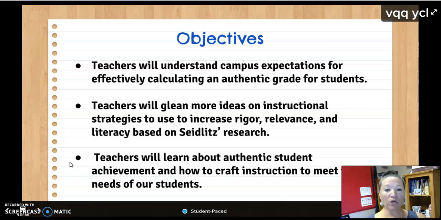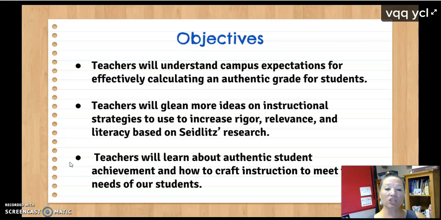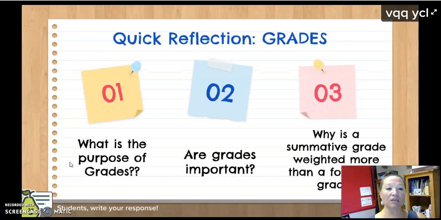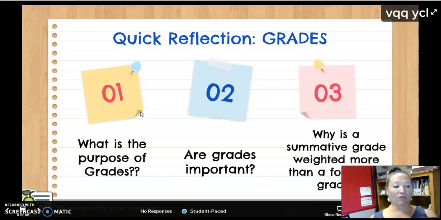So our objectives were: teachers will understand campus expectations, you will glean more ideas on instructional strategies, and you will learn how to increase authentic achievement. So we talked about the purpose of grades, and here's where I want to read some of your reflections.